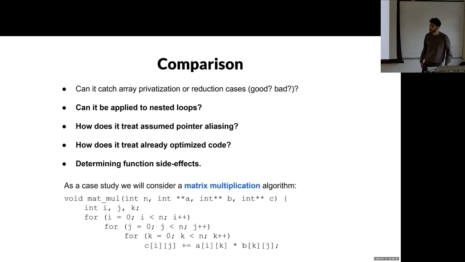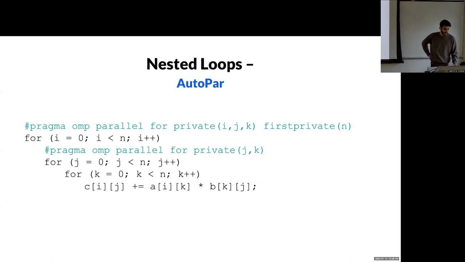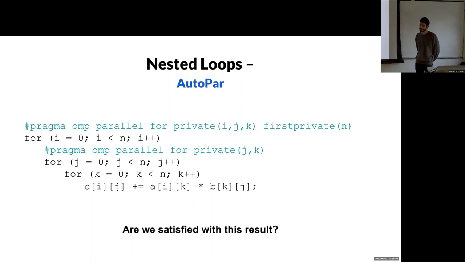So as a case study, we'll see the matrix multiplication algorithm, which I think you saw in one of your homeworks, which is simple. It's three for loops and multiplication. So after applying Autopar on this code, we ended up with this directive. Are we satisfied? Why not? Exactly. We have a parallel for inside a parallel for. And in some cases, it will create an overhead of threads. It will try to create another team of threads, and then it will be counter-effective.